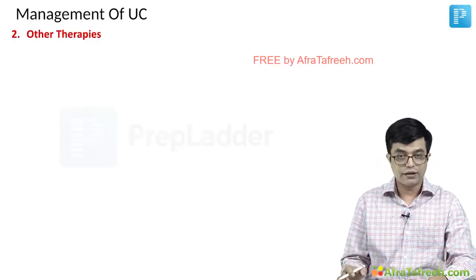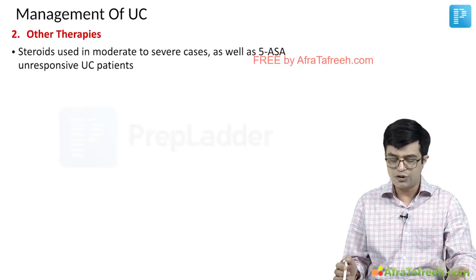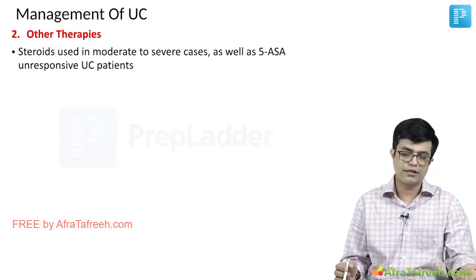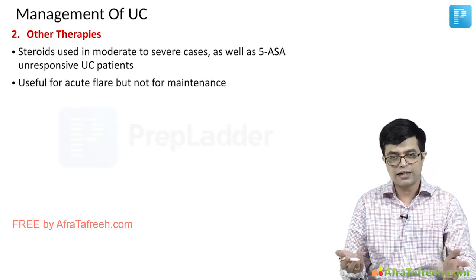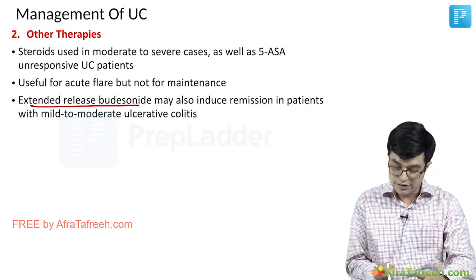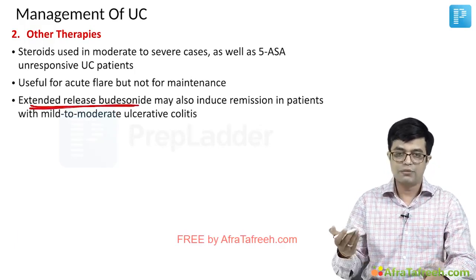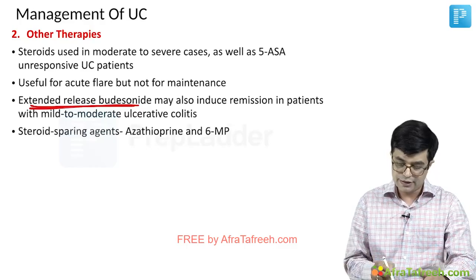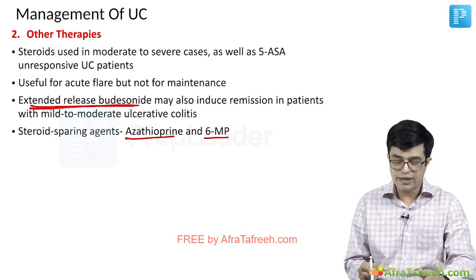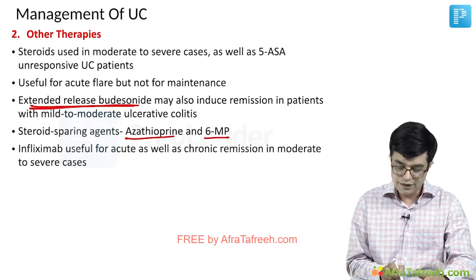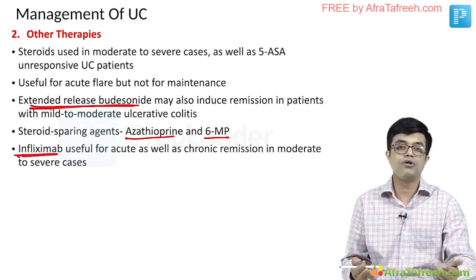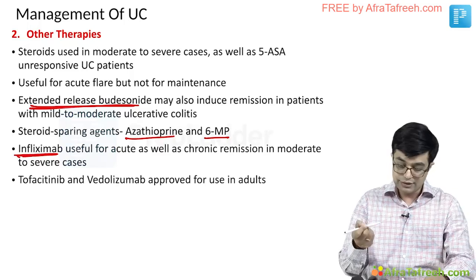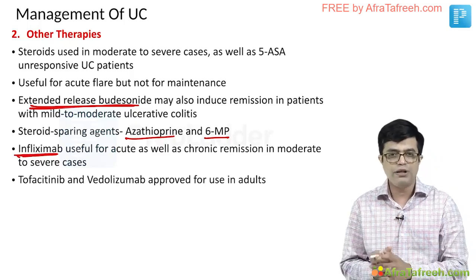Second, we have other therapies which include steroids. They can be useful in moderate to severe cases as well as unresponsive patients. They are useful for acute flare but not for maintenance, just like for CD. Extended release budesonide is here also. It can be used in mild to moderate ulcerative colitis. Then we have steroid sparing agents like azathioprine and 6-mercaptopurine. Infliximab will be useful in severe, acute as well as chronic cases, in moderate to severe cases. So other than infliximab, adalimumab has also been used.